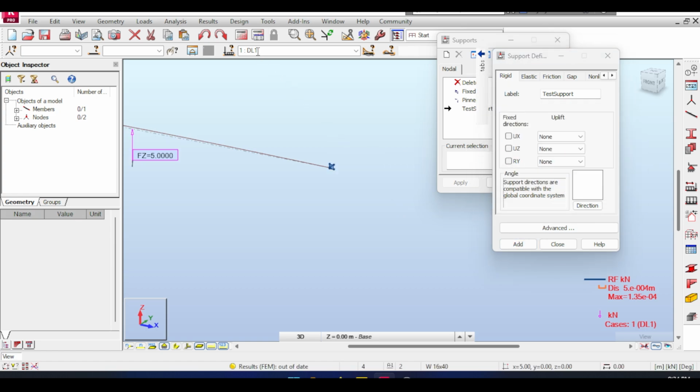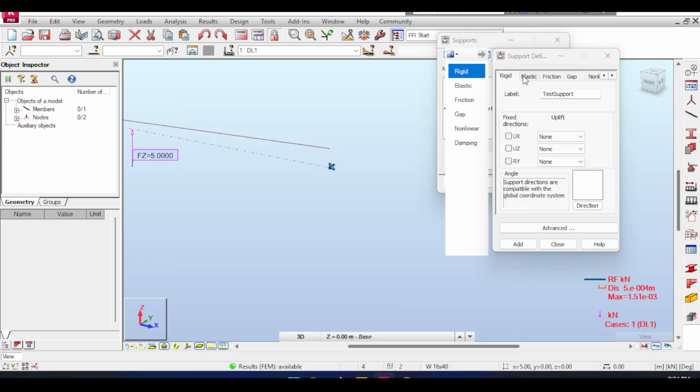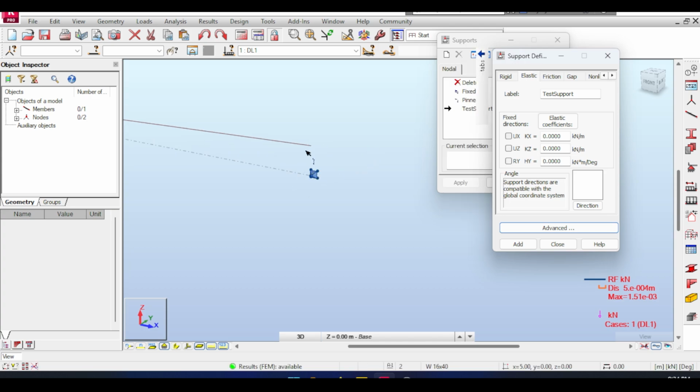So now we are back to square one. We have our support removed, and we are back at 1.51. Let's go to elastic now. Elastic is basically adding a spring here that resists. So let's do this. I'll click UZ here, okay? Now, I will add me a spring at UZ.